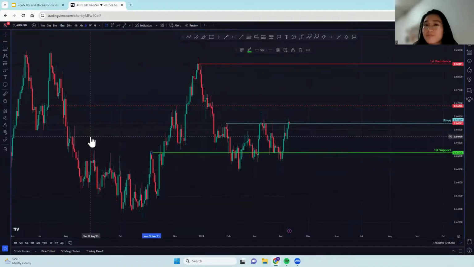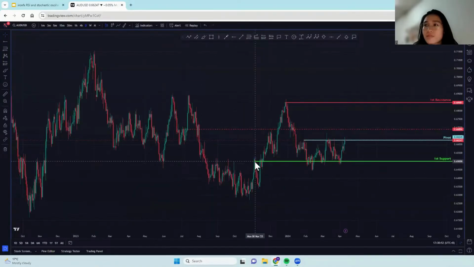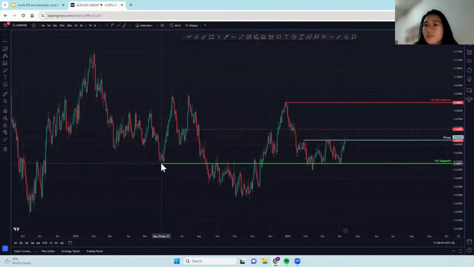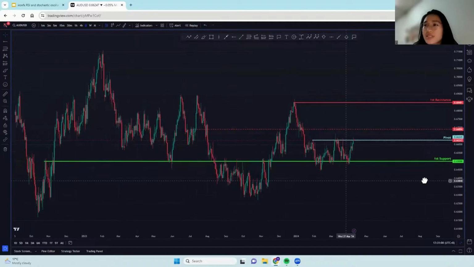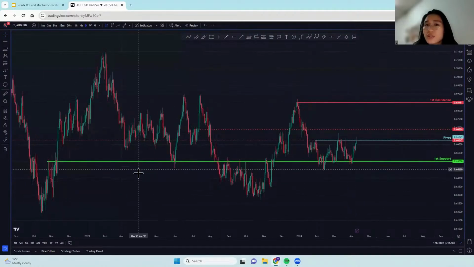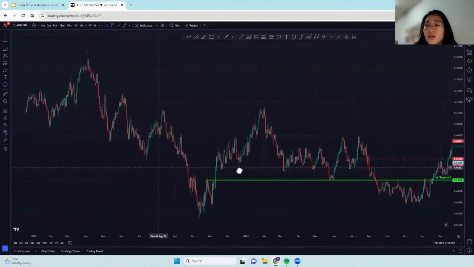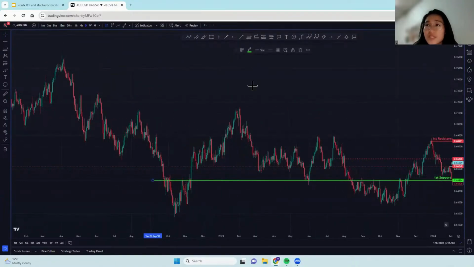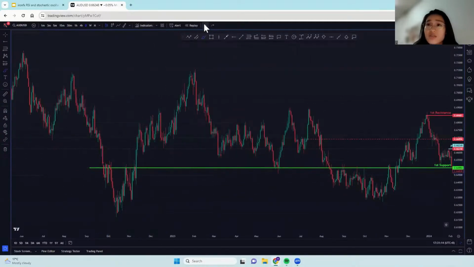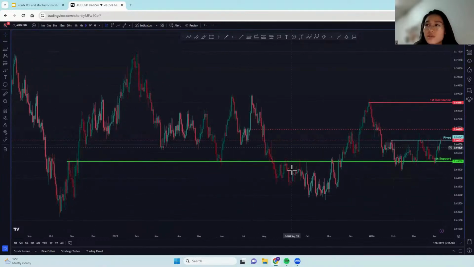And for my first support, I'm gonna place it at this double swing low. Okay, and I try and pull it back as far as I can without cutting too many bodies of candlesticks. So for example, over here, I would not place it here because this area cuts a lot of candlesticks. If you're just cutting the wick like we are doing here, that's perfectly fine.